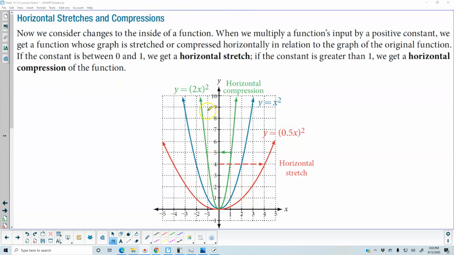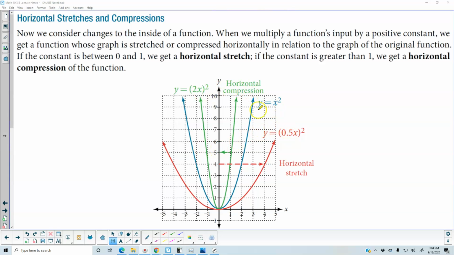So you can see here the original function is y equals x squared in blue. Okay? So if we take the input and multiply it by a number greater than 1, in green, what it's done is it's compressed horizontally, meaning that it's made it closer to the y-axis, so it's compressing horizontally.